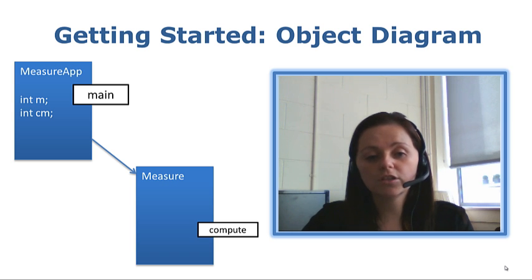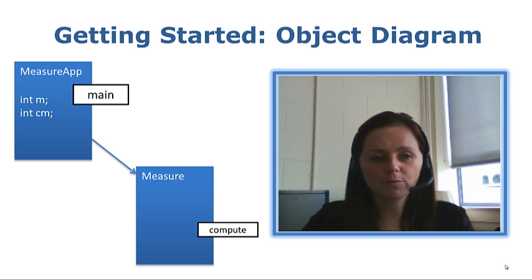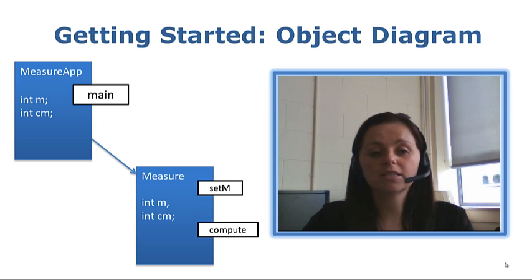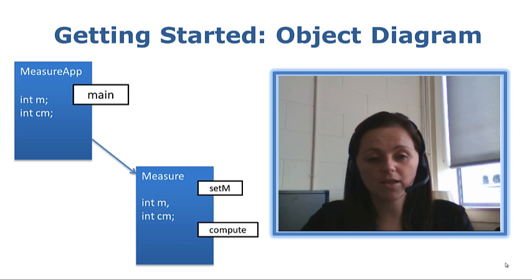But in order to get the number of centimeters, we need the number of meters, and that's being entered into MeasureApp, because MeasureApp is where the input and output is handled. So we have to take that value of meters from MeasureApp and put it into Measure. And the only way to do that is by using a setM method or setMeters method. So our set methods correspond with our input. We should have one set method for every value that is input by the user, and that helps us get the value of m from MeasureApp into Measure.